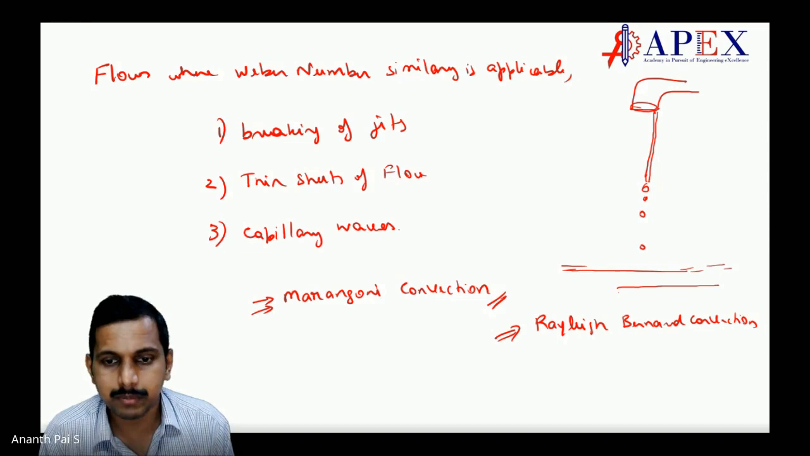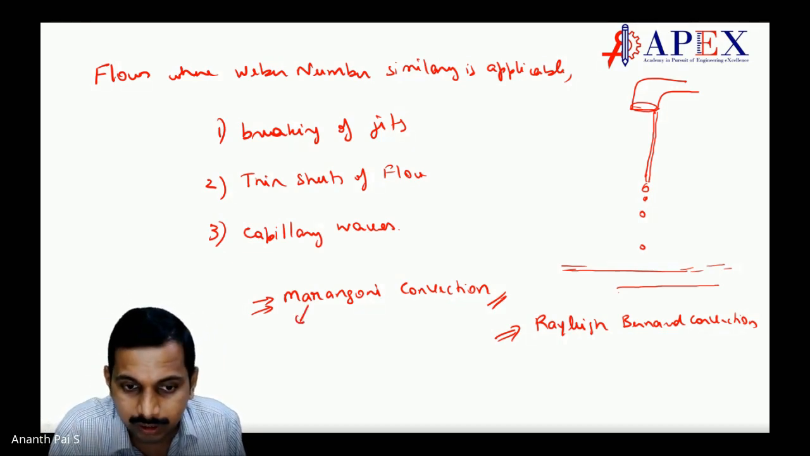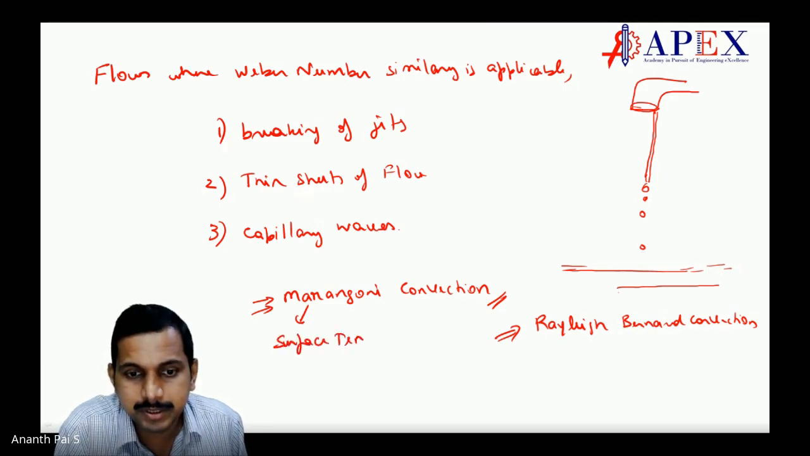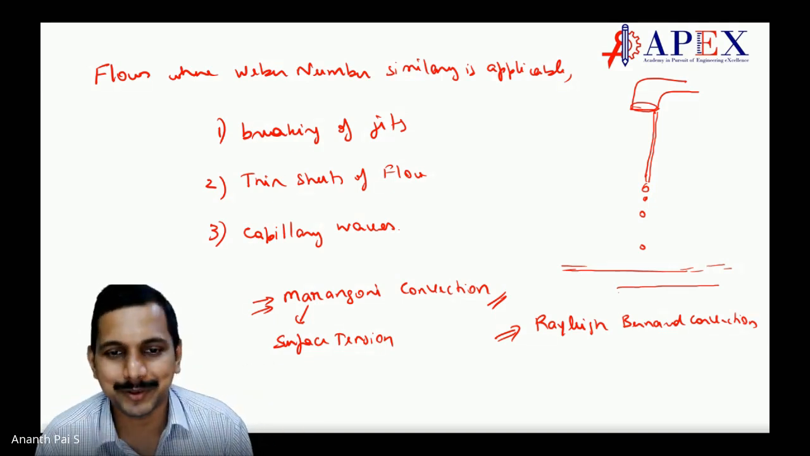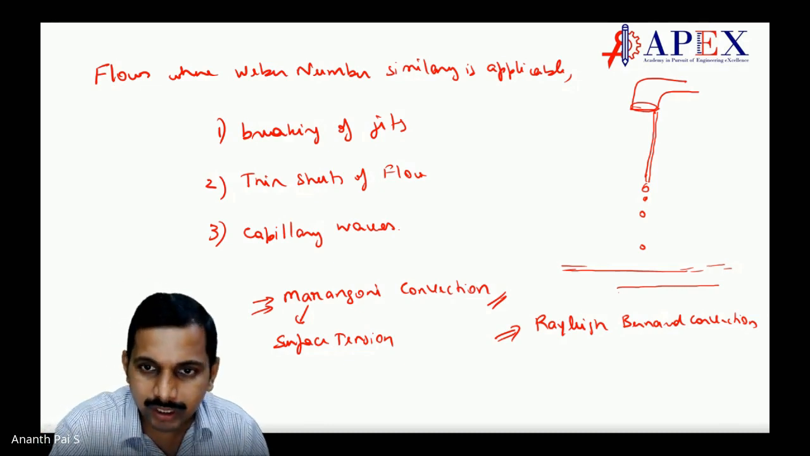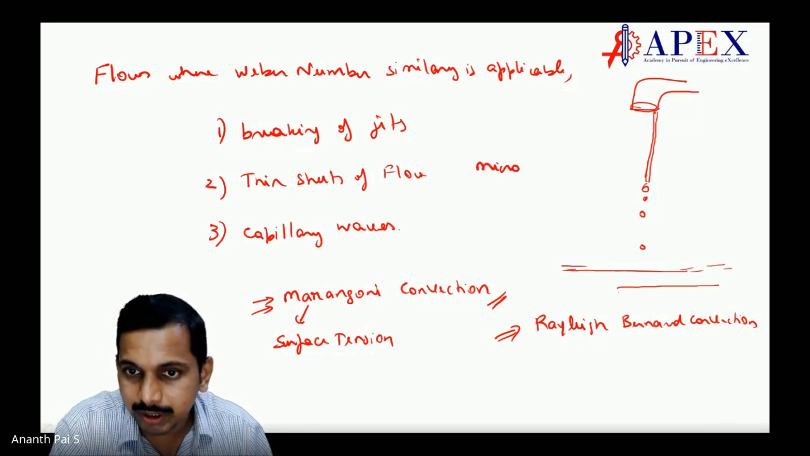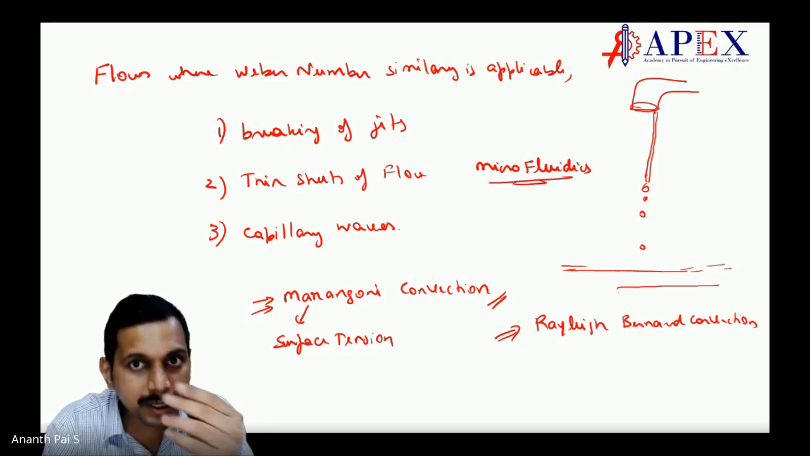Marangoni convection becomes important. It is related to surface tension. What happens because of surface tension? Convection happens, there are flows. This is very important nowadays because we are going with microfluidics. Very important. We are working with microfluids.